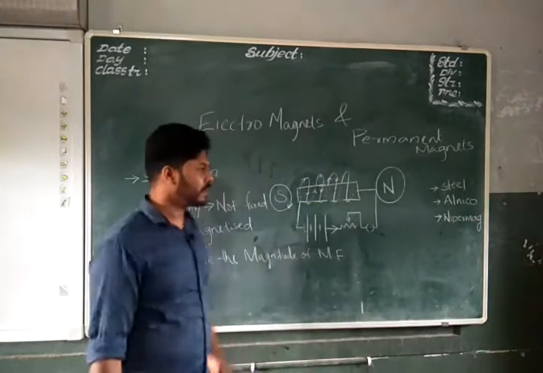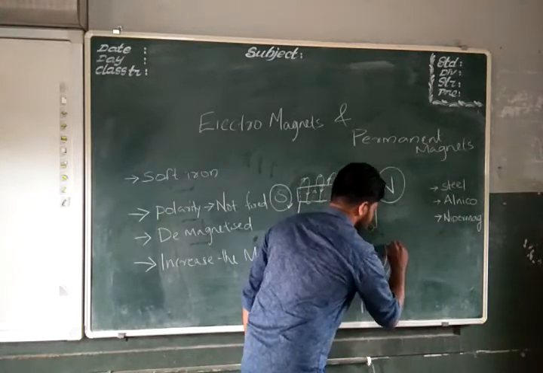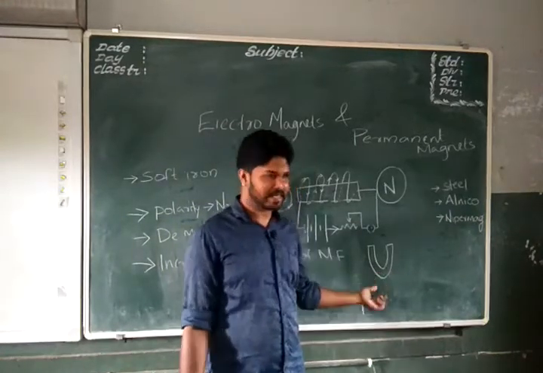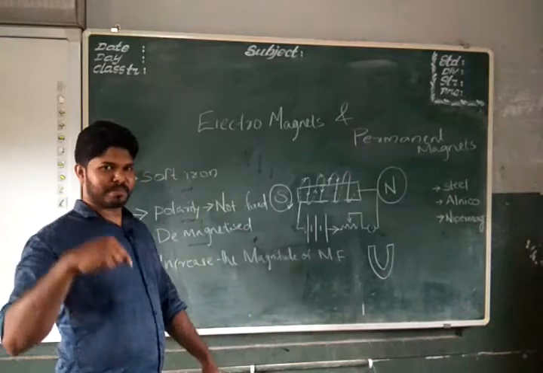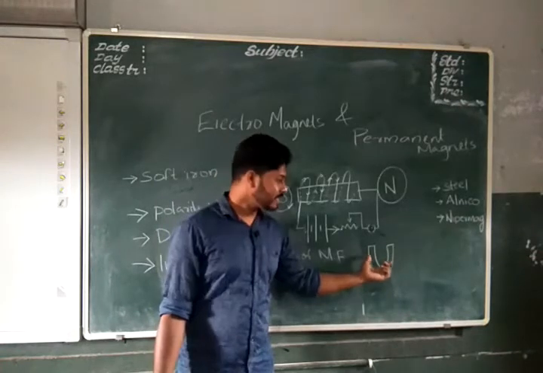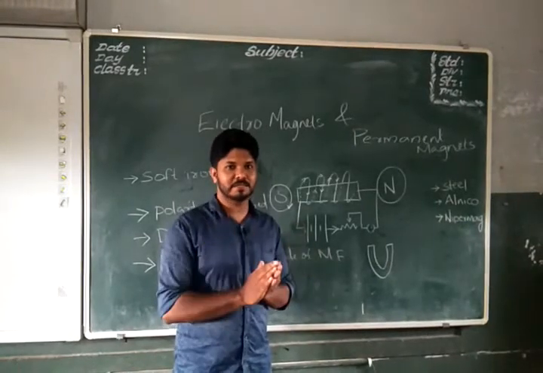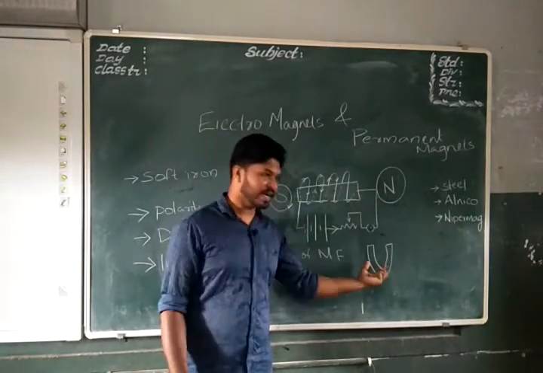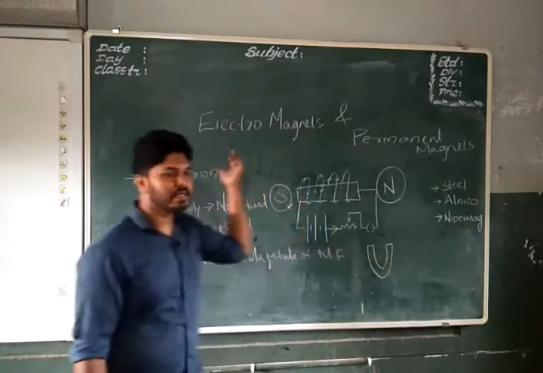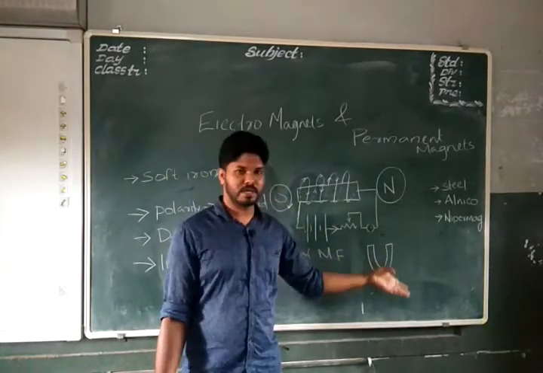Most temporary magnets are made in the form of a U. This magnet has one more name, horseshoe magnet, because it has the shape of a horseshoe. That is how it gets its name. This type of shape provides the maximum magnetic field in a limited space. Within a small space, it provides the maximum amount of magnetic field. Hence, mostly permanent or temporary magnets are made in the U shape, horseshoe shaped.